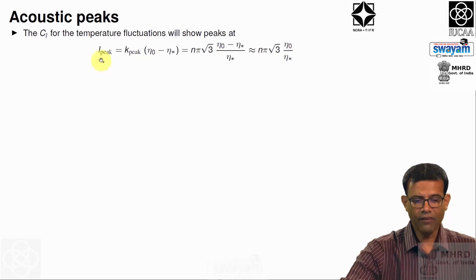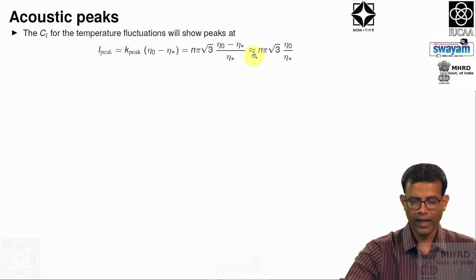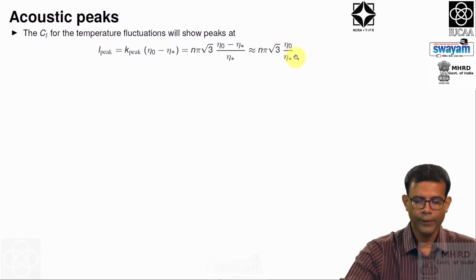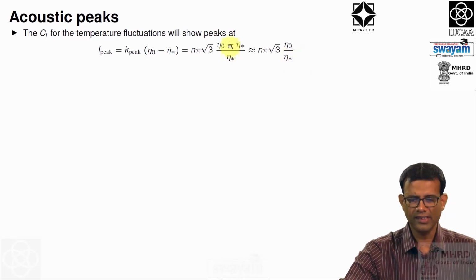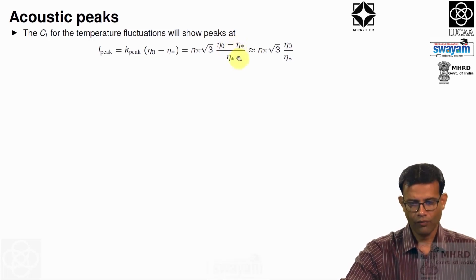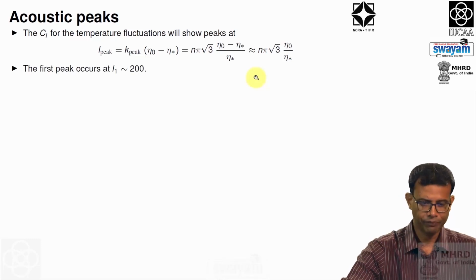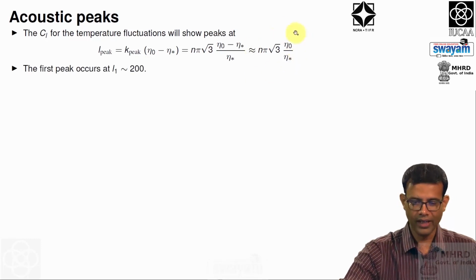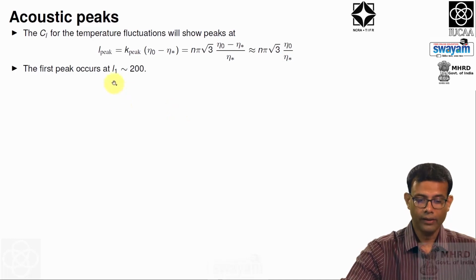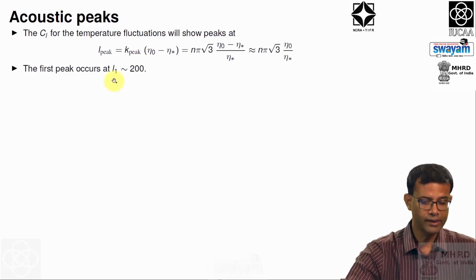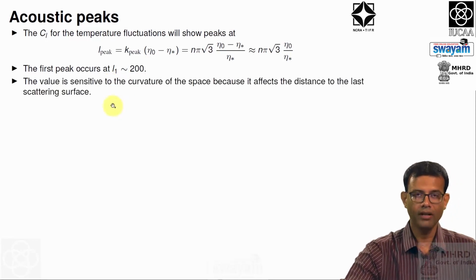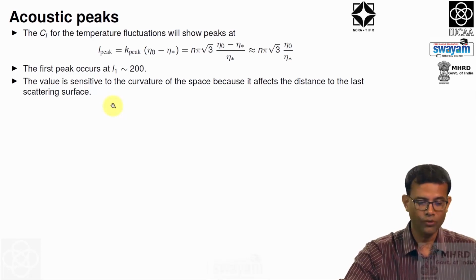So, the CL for temperature fluctuations will show a peak at this, which can be approximated as a ratio of eta naught, today's conformal time, divided by the conformal time at the last scattering surface. This is because the conformal time today is much larger than the conformal time at the last scattering surface. Everything here is known, so one can calculate the value of L where the first peak occurs, and you can show that it would turn out to be of the order of 200. I will leave you to work out the corresponding angular scale.